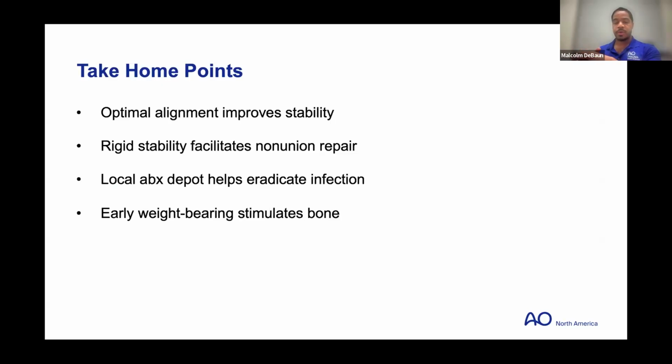Also, keep in mind that a local antibiotic depot can help eradicate infection for single stage non-union repair, as was illustrated in this case. And early weight bearing stimulates bone formation. So if you can create a construct that allows that patient to weight bear as tolerated, that's only going to help you in the long run.